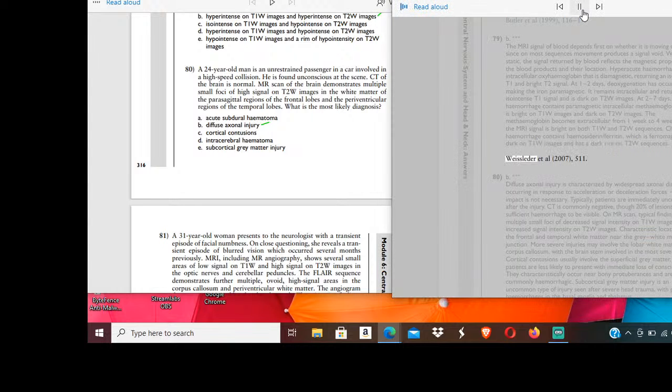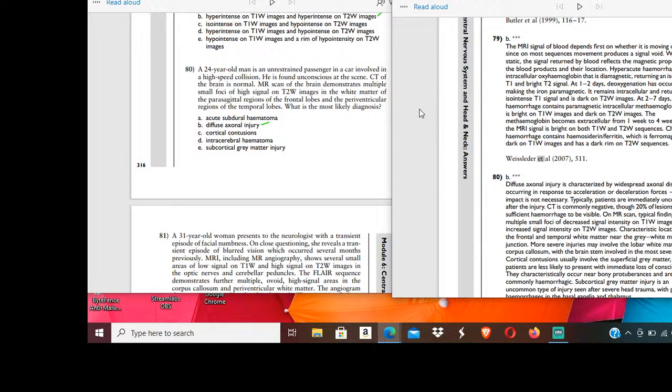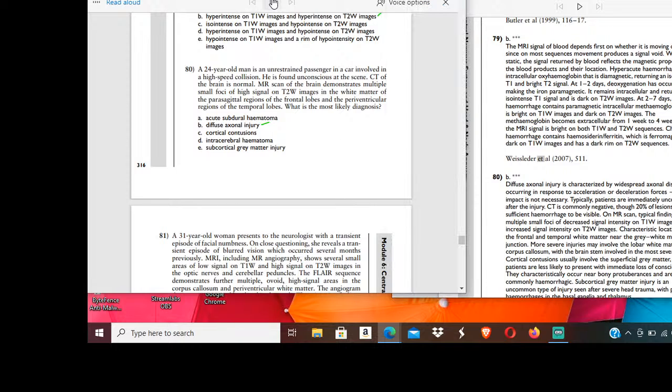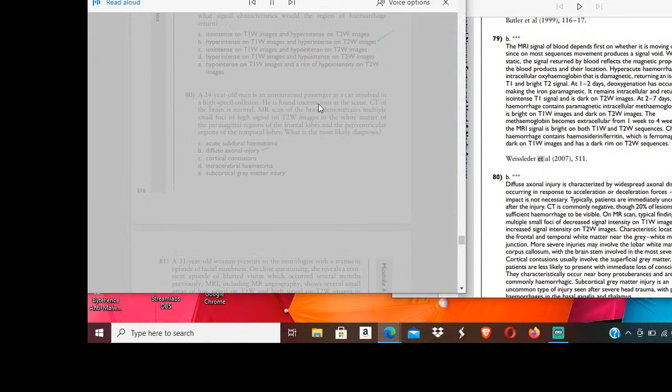Sequences. Weiss letter E. What signal characteristics would the region of hemorrhage return? A. Isointense on T1W images.